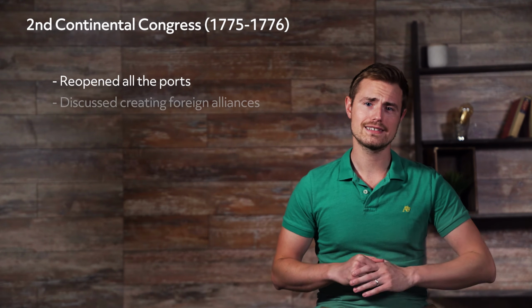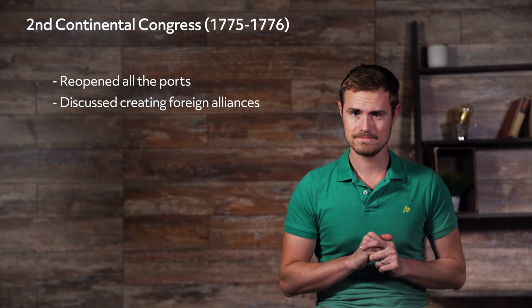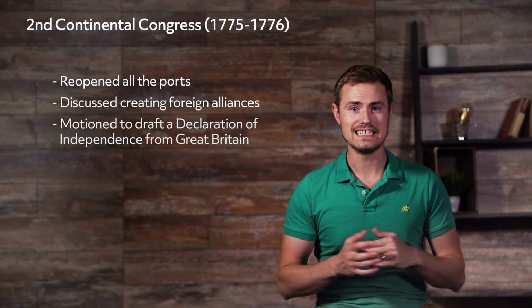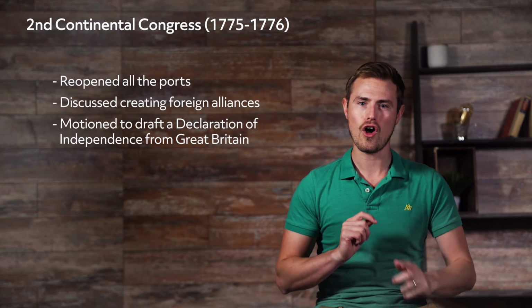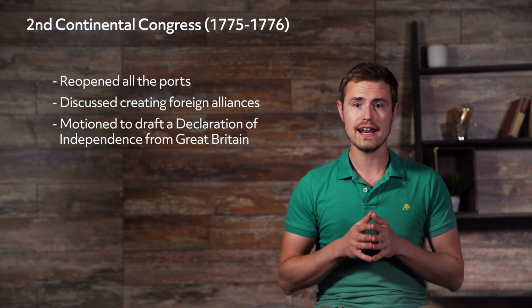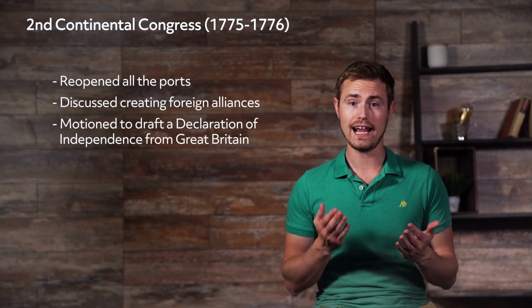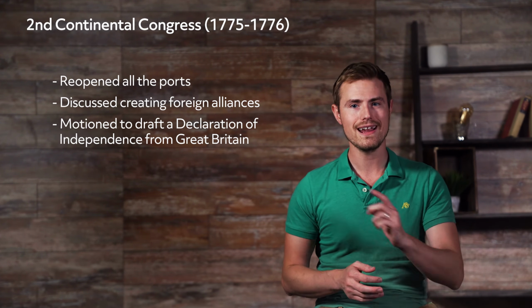In 1775, the Second Continental Congress, the rebel government established by the colonists, met to discuss their options. They did not believe the British government would ever allow America to do its own thing. So, they went against the British King and Parliament, reopened all the ports, and discussed creating foreign alliances. Finally, the motion to create a Declaration of Independence, listing all of the grievances they had against Britain and explaining why they believed they had a right and duty to create their own government, was made and adopted.